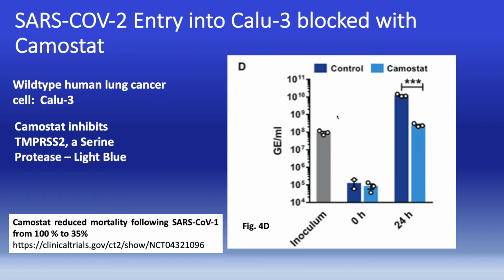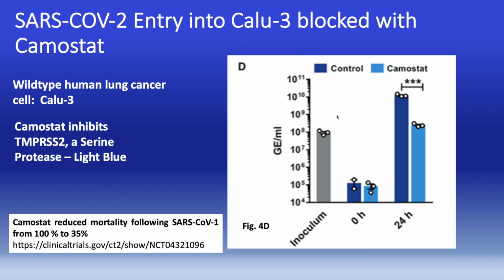So, in this experiment, human lung cancer cells that naturally express ACE2, the serine, and cysteine protease were first treated with Camostat, and then washed, and then inoculated with SARS-CoV-2 isolated from a human patient sample. So this is wild-type SARS coronavirus 2. Interestingly, what we see is that after 24 hours, there is a significant reduction in viral entry in the Camostat treated group compared against the control.